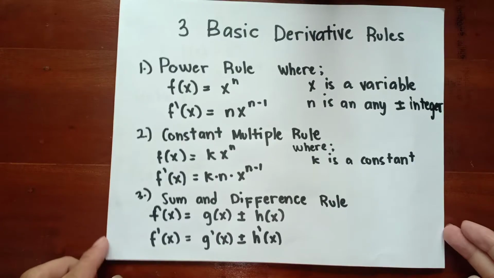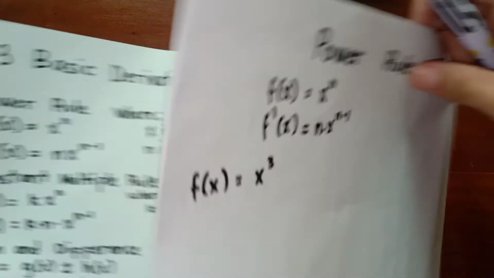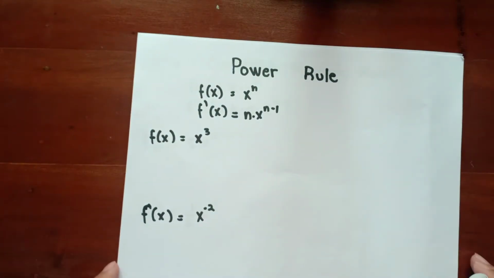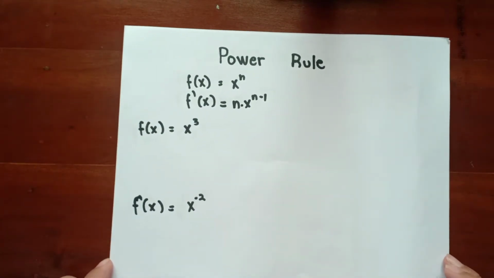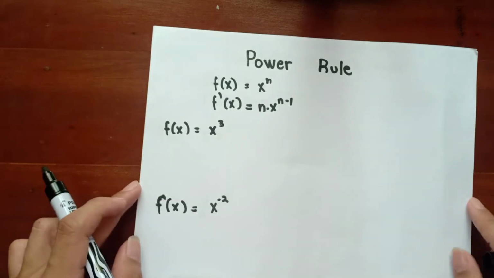So we're gonna proceed to examples of the power rule first. So power rule, f of x is equal to x raised to n, and f prime of x is equal to n multiplied by x raised to n minus 1. So we have here two examples.